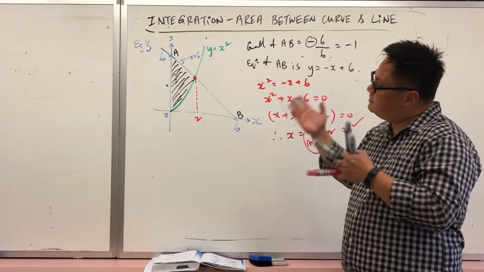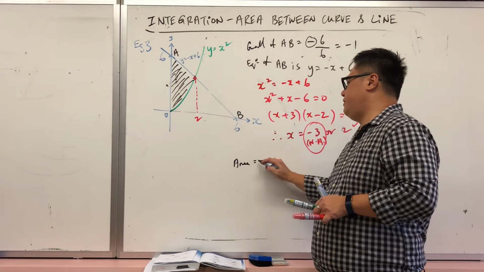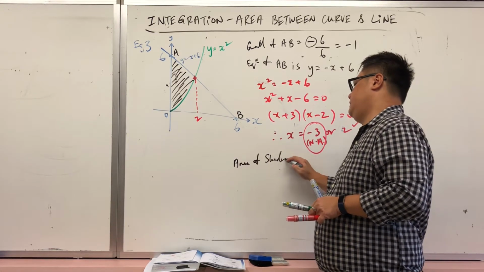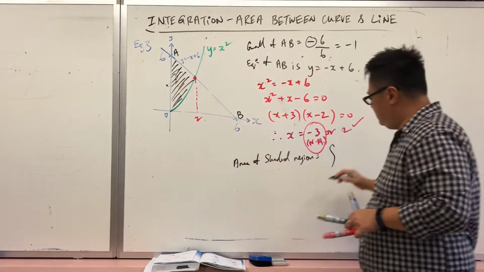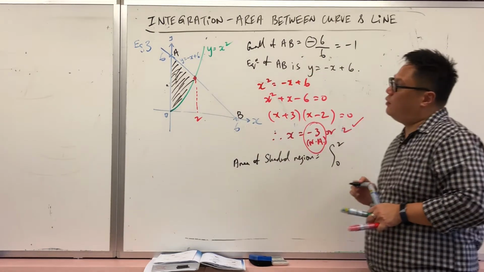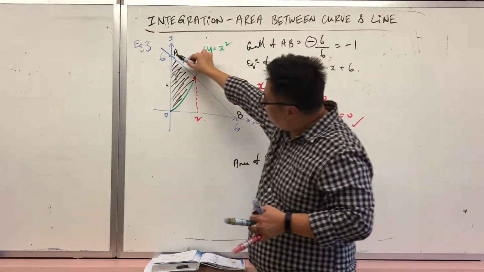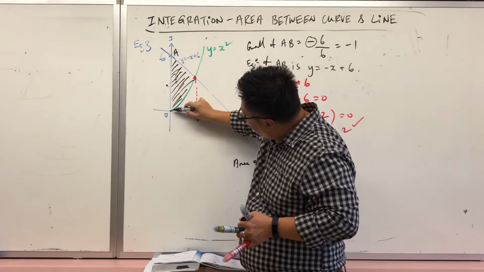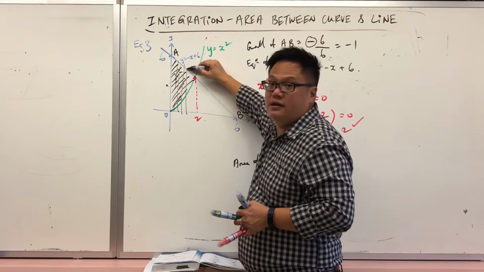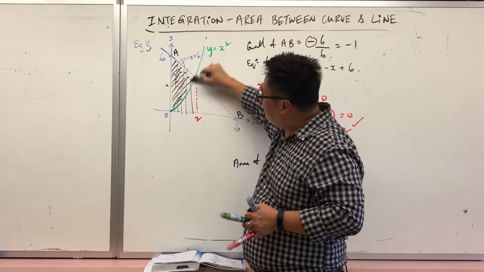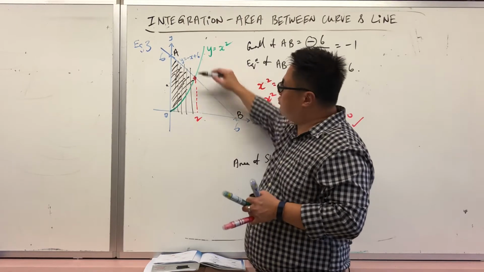So what is the area of this shaded region? Area of shaded region is equal to the integral between 0 and 2 of the top line minus the bottom line. Always remember, what is on top minus what is below. Look at every point over here, look at all the points. At every single point, you notice the line is above the curve. Only at this juncture is the line equal to the curve. So the line is on top of the curve.